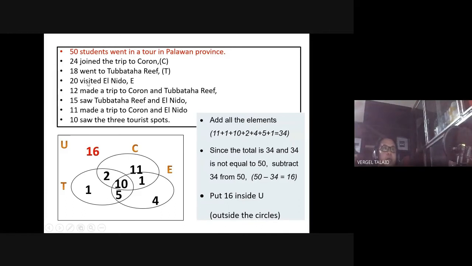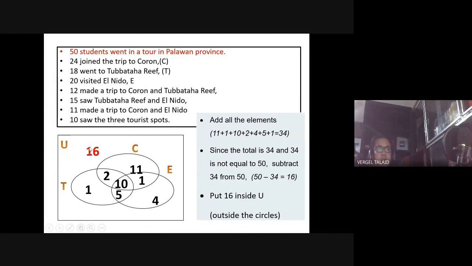15 went to Tubataha. 20 visited El Nido. So this is 20. Let us try to check. 1 plus 10 plus 5 plus 4 is 20. So this is El Nido. 18 went to Tubataha Reef. So this is 18. So 2 plus 10 plus 1 plus 5, this is 18. And 24 joined the trip to Coron. So this is 24. So 1 plus 10 plus 2 plus 11 is 24. Then since 50 students went on a tour in Palawan province, if you are going to get the sum, 10 plus 2 plus 1 plus 5 plus 4 plus 11, it's 34, plus 16 is 50.